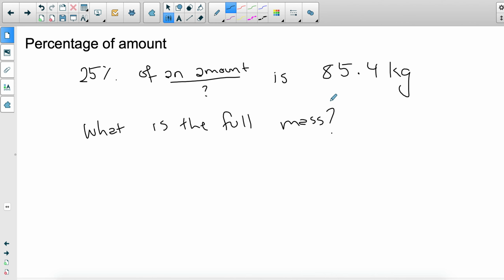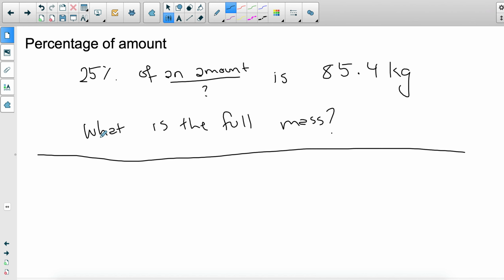So it's important that you understand this question. They've gone through the calculation already. They've done the 25% of the amount. They've done the multiply by 25. They've done the divide by 100, and they got 85.4. So I can represent this answer using 3 different methods.